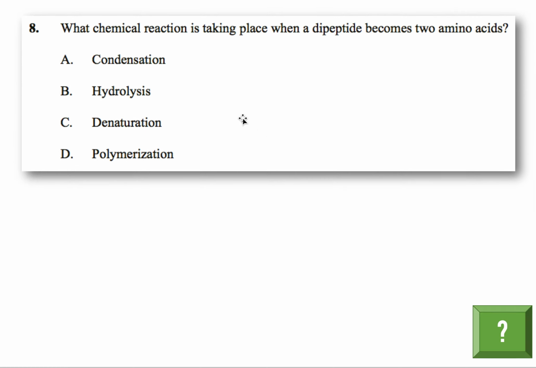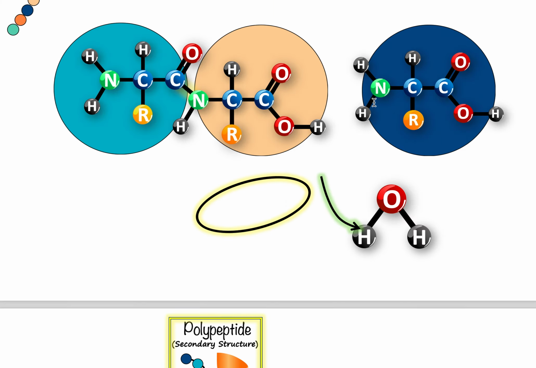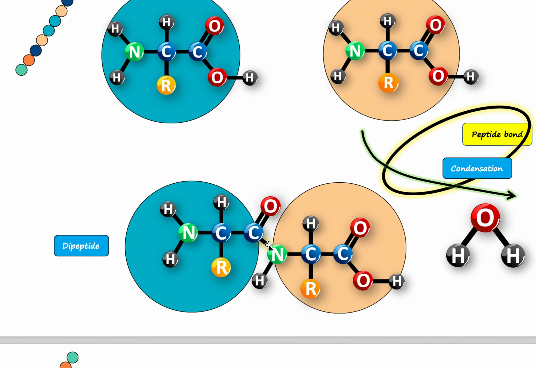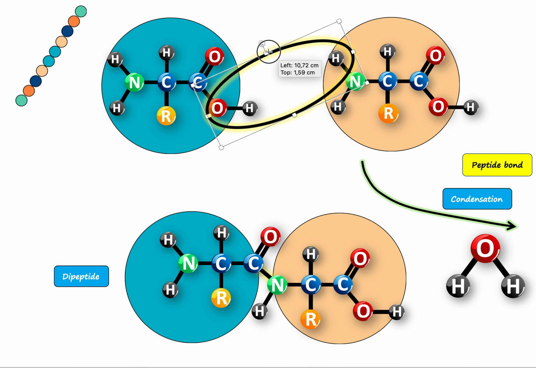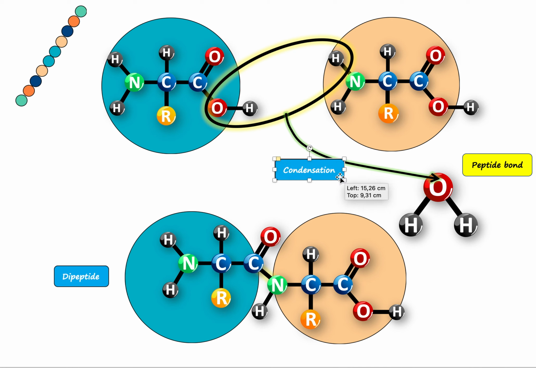So next one, what chemical reaction is taking place when a dipeptide becomes 2 amino acids? They're basically asking what happens when we break apart. Here we have 2 amino acids linked together by a peptide bond. They're asking what happens when we break this bond to return these 2 linked amino acids back into 2 separate amino acids. We know it was called condensation to form this bond. When we have 2 amino acids, they react, water is released, H2O, and we call this a condensation reaction because water is formed. So this is the process of linking together 2 amino acids.